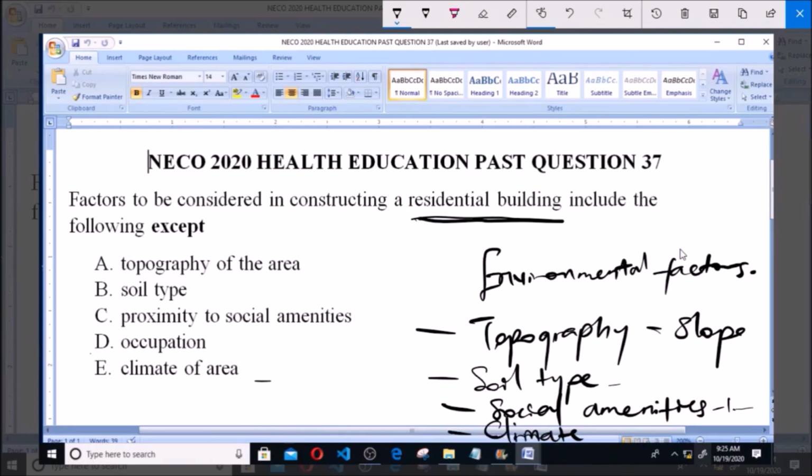But occupation is not an environmental factor that needs to be considered when constructing a residential building. Occupation does not affect the construction of a residential building, because occupation simply deals with the work that an individual is doing to earn money. So occupation will be the answer to this question, since the question is asking for a factor that is not considered. So the answer to this question is option D, occupation.